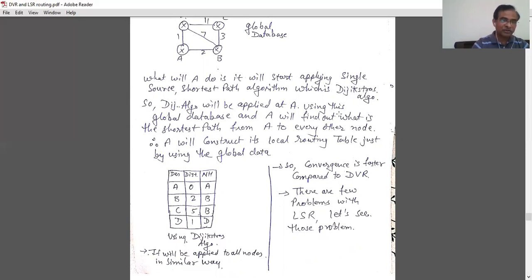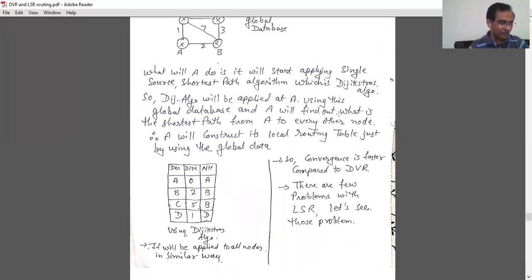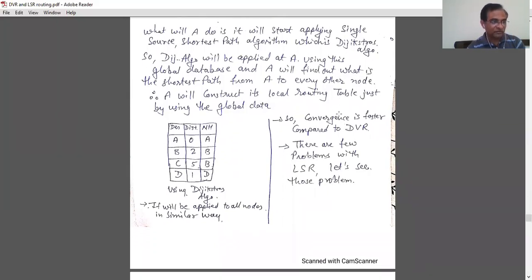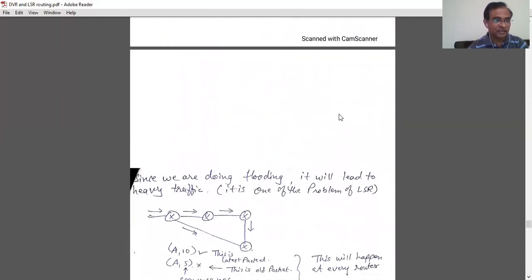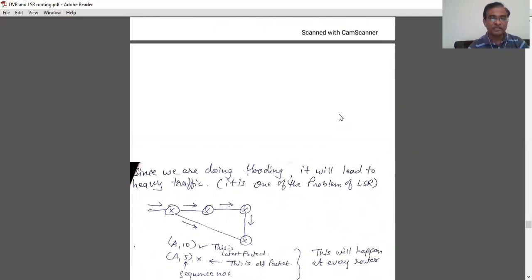So using Dijkstra's algorithm, we can find out the routing table directly. This would be the situation available with all the routers. Convergence is faster compared to DVR, and there are a few problems with this LSR, so let us see those problems first. Since we are doing flooding, it will lead to heavy traffic, and that is one of the problems of LSR.